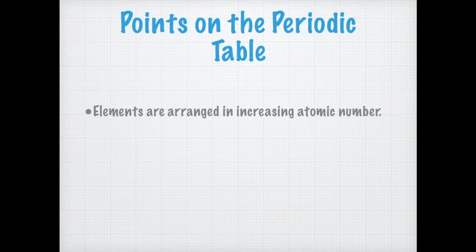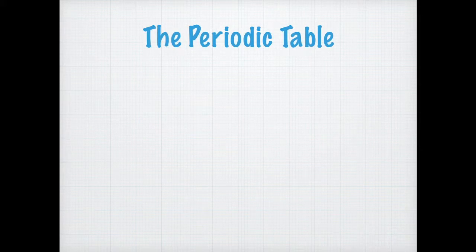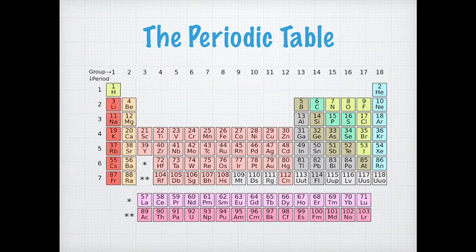Now let's learn a few points about the periodic table. In the periodic table, elements are arranged in increasing atomic number. Now let's see that. As you can see, H has an atomic number of 1. He, helium, has the atomic number 2. Lithium, Li, has the atomic number 3. Beryllium has 4. Boron has 5, etc. If you go from left to right, top to bottom, wherever you go, you're going to find the same pattern.